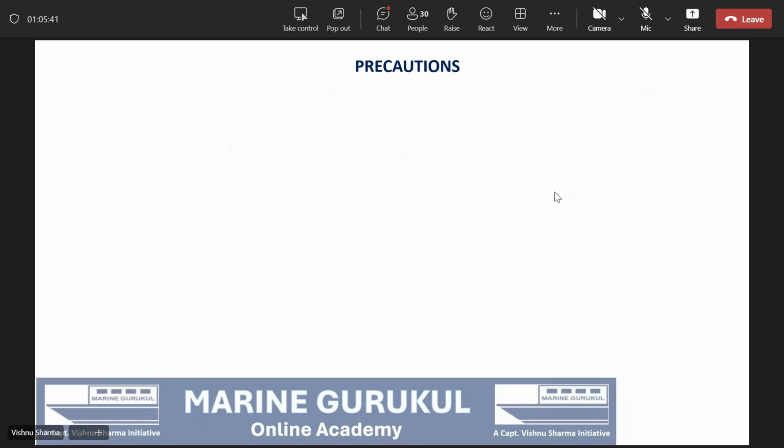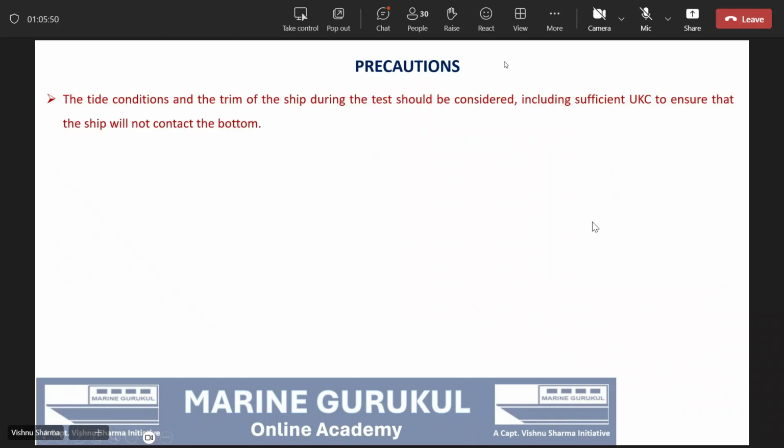And what do we close the experiments in the lab manual? We close with the precautions. The tide conditions and trim of the ship during the test should be considered, including sufficient underkeel clearance to ensure that the ship does not touch the bottom.